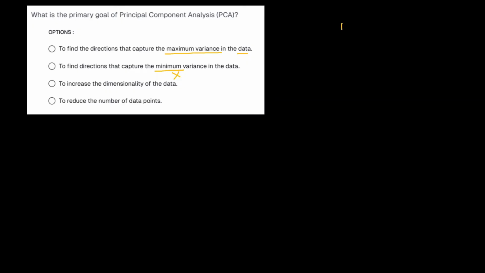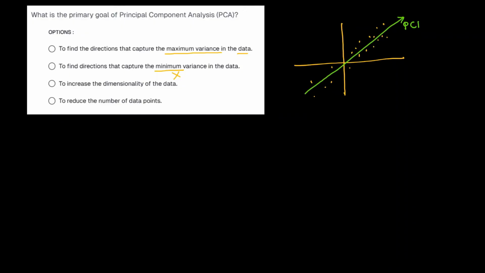In fact, suppose the data points are distributed in this fashion, then we take the first principal component to be along this line. So this will be PC1, or principal component 1, because this is the direction along which the data points are spread the most.